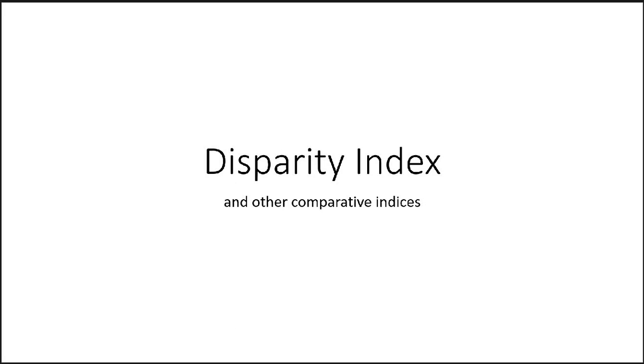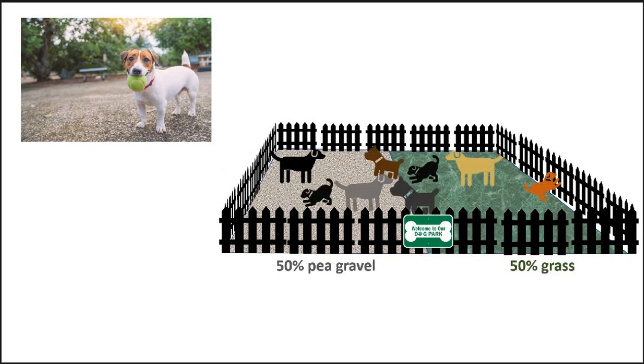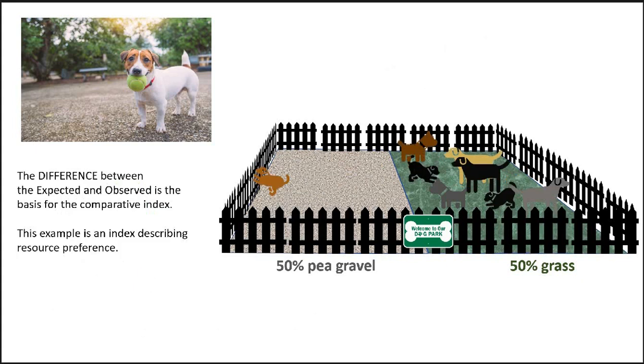So we're going to go to a dog park. And our dog park is covered half in grass and half in pea gravel. If we throw our population of dogs in there, and if they exhibit no preference for where they stand or play, we would expect them to become uniformly distributed across the landscape. And because the area is half grass and half pea gravel, we would expect half the population to be found on grass and half to be found on the pea gravel.